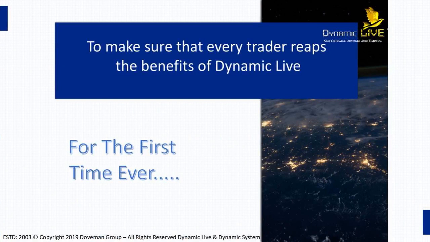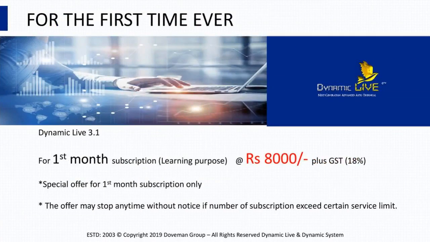For the first time ever, now you get the same Dynamic Live at just 8,000 rupees plus GST. Now this is just a first month subscription. Only for the first month you get it at this price. You can use it, run it, trade using that, and make some money. With the profit, you can go for the remaining plans from the second month. Got it? But remember, this is a special offer and it is valid only for a limited period of time. Anytime the price will change and it will increase very soon.